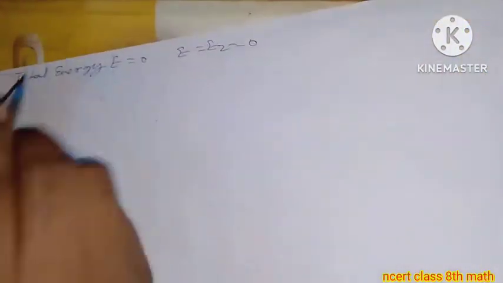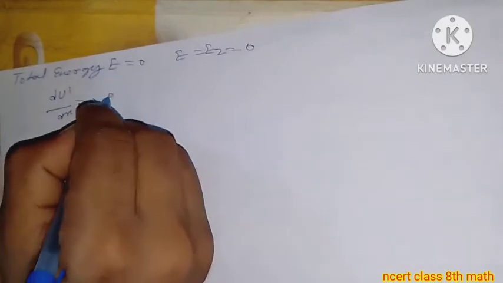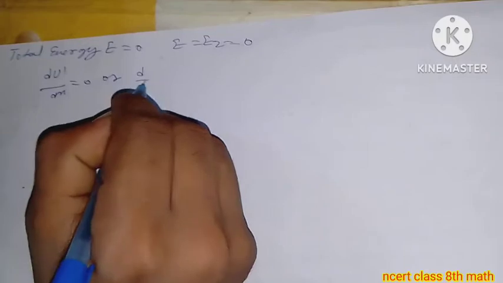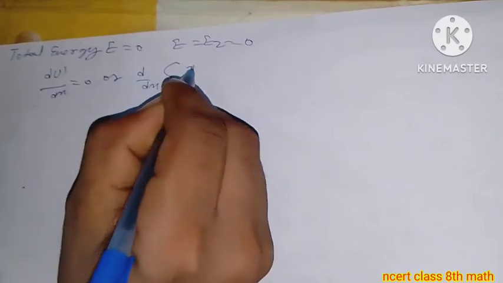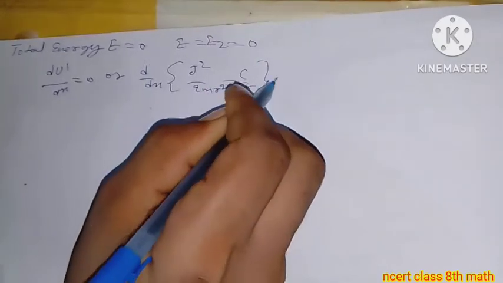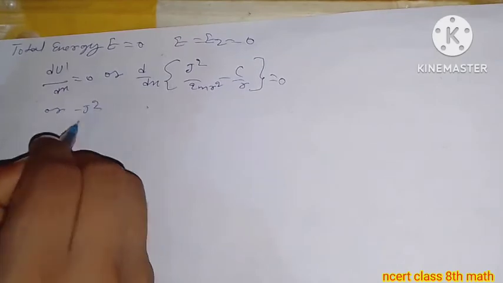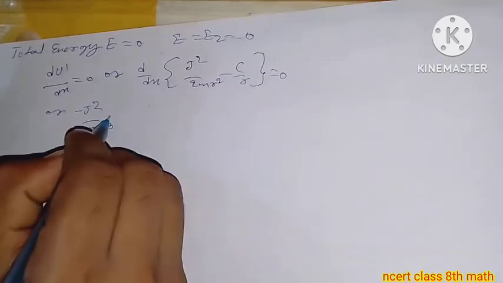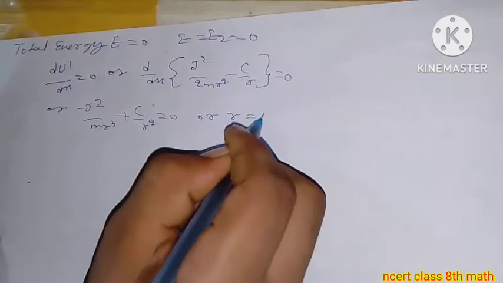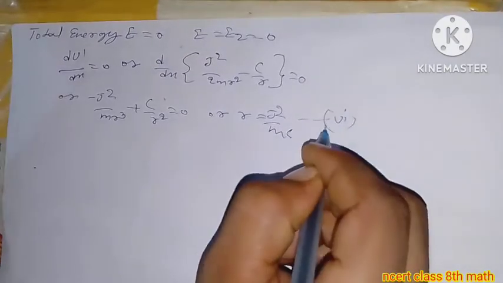the first derivative dU dash upon dr equal to 0. That is, d upon dr of (J square upon 2mr square minus C by r) equals 0. Then minus J square upon mr cube plus C upon r square equals 0, so r equals J square upon mC. This is equation number 6.